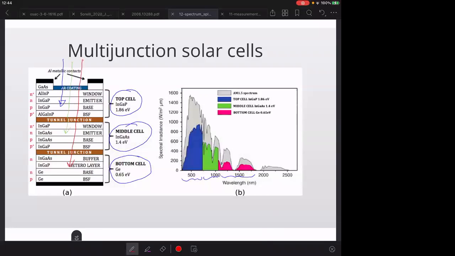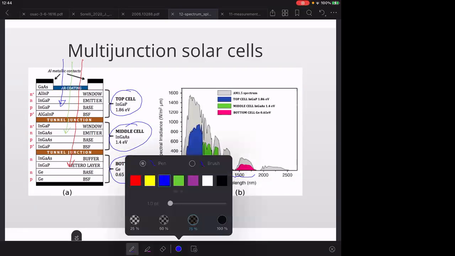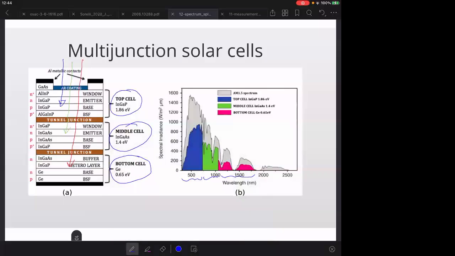So by separating out essentially the colors of light as shown here, you can actually extract more of the photons into electricity. So this is, of course, very nice because now you can get very, very high efficiencies. In fact, the world record of something like 42, 43% is actually obtained with such a solar cell.